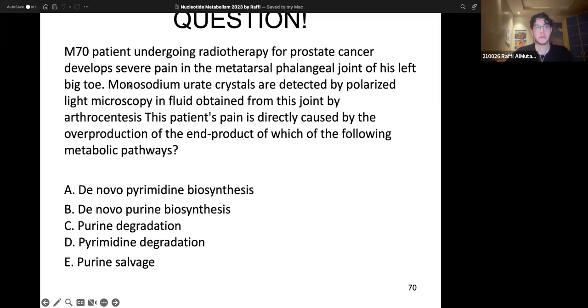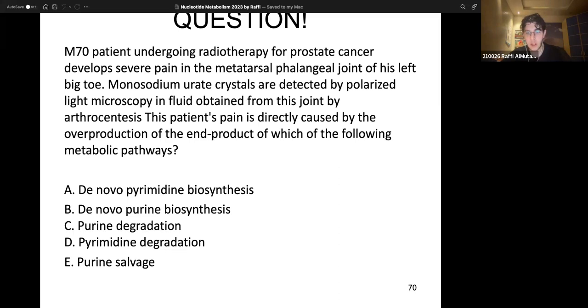Next question. A 70-year-old male patient undergoing radiotherapy for prostate cancer develops severe pain in the metatarsal phalangeal joints of his big toe. Monosodium urate crystals are detected by polarized light microscopy in fluid obtained from this joint by arthrocentesis. The patient's pain is directly caused by overproduction of the end product of which of the following metabolic pathways? Like, who can answer this in the chat?